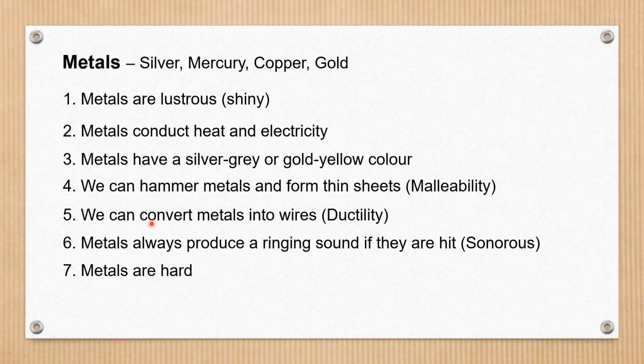And we can convert metals into wires, so they can be drawn into wires. That property is called ductility. Metals produce a ringing sound if they are hit or dropped, so that property is called sonorous. And metals are hard. So these are the general properties of metals, and some exceptions are there.